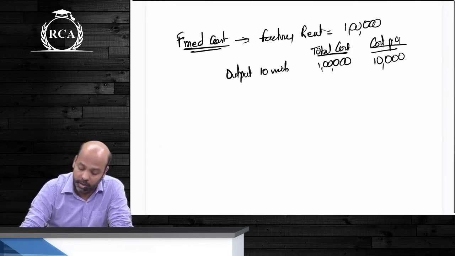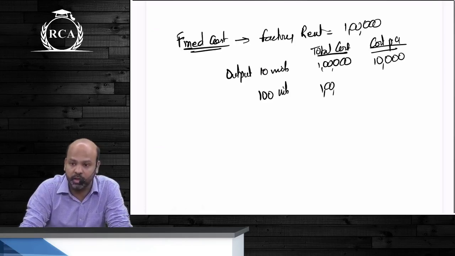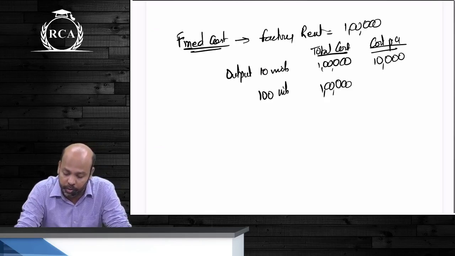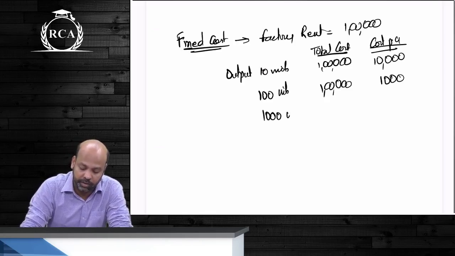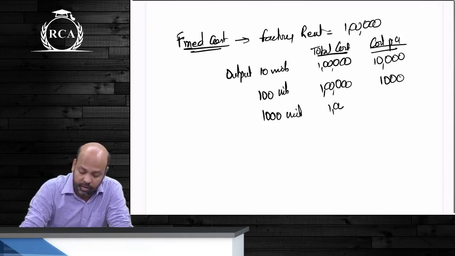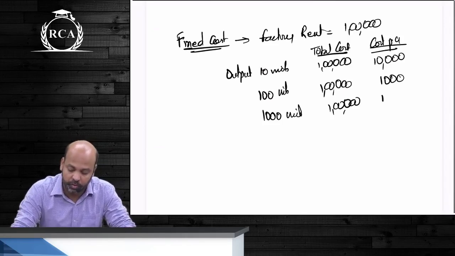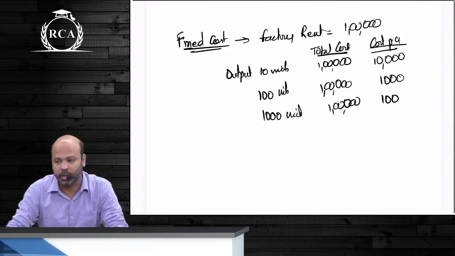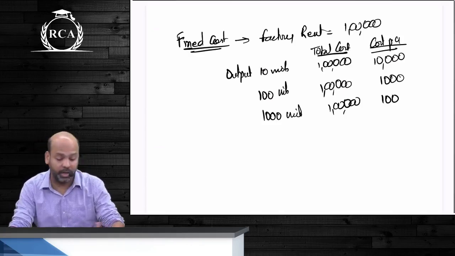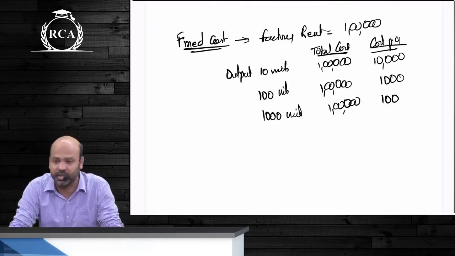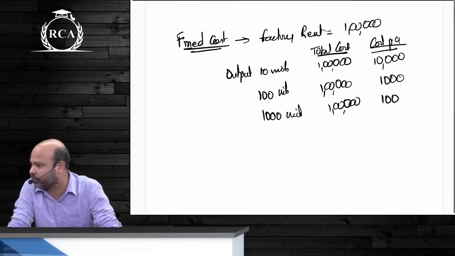Alright. If I manufacture 100 units, my total cost is still 1 lakh. On a per unit basis, guys, this will become 1000. And if I manufacture 1000 units, my total cost will still be the same, assuming your factory can accommodate the entire production. Better, your cost per unit is going to come down to 100. So what happens in a fixed cost is that your total cost will remain constant. It does not change with the change in output, but the cost per unit will keep changing.